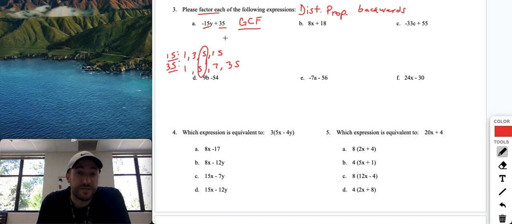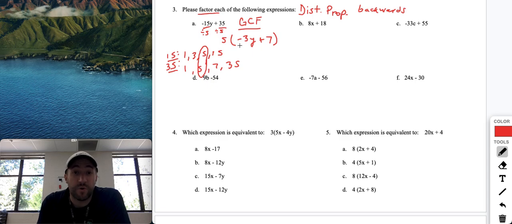So the way I'm going to do this is I'm going to pull that greatest common factor out. So I'm going to pull that 5 out. And that's going to be the outside of my parentheses. And then I'm going to go and divide both of these factors by that GCF of 5. Negative 15y divided by 5, that gives me negative 3y. 35 divided by 5, that gives me 7. And I had a plus in the original. I'm going to keep it right there. So now I have 5, negative 3y plus 7.